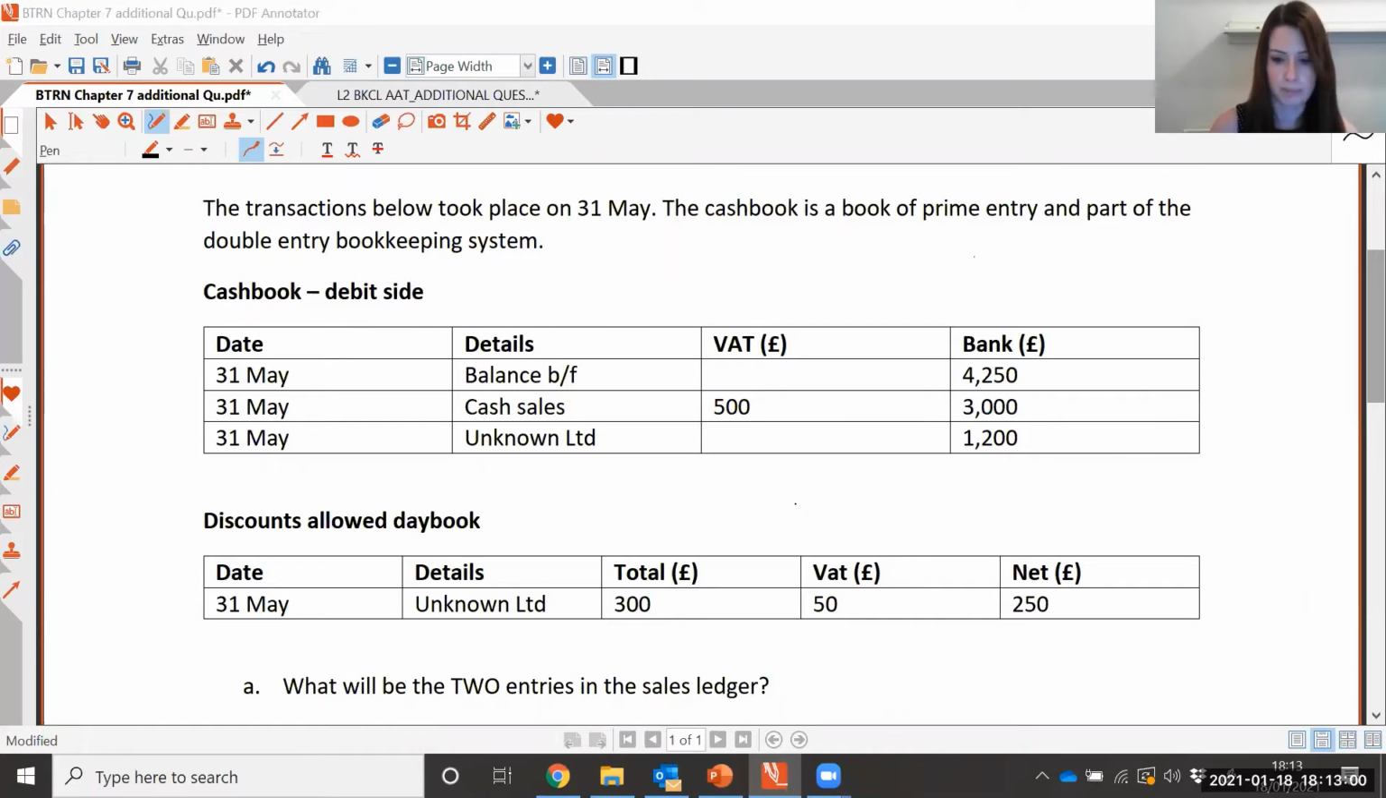Okay. So we've got a practice question here. This one's slightly different from the one that we've just looked at, but again, it's using the cash book. It says the transactions below took place on the 31st of May. The cash book is a book of prime entry and part of the double entry bookkeeping system.